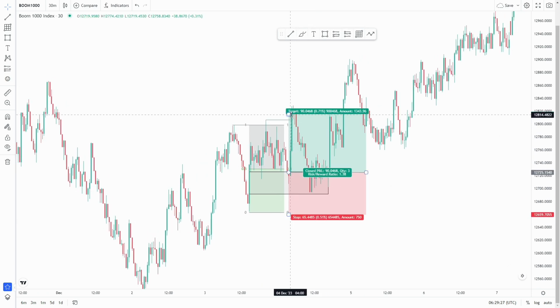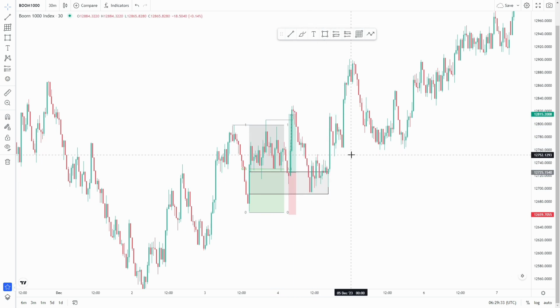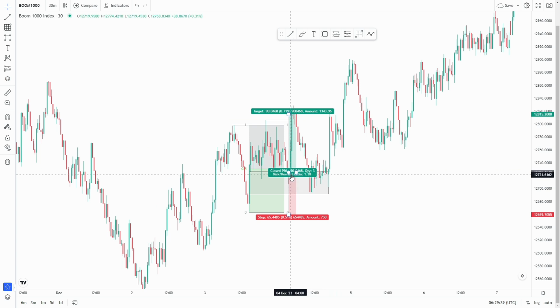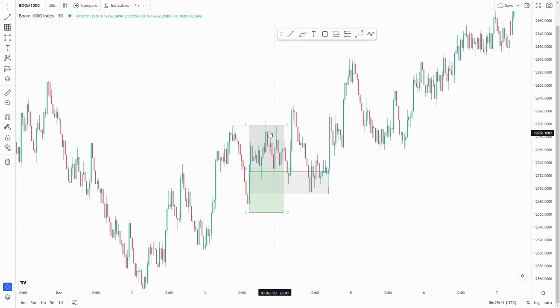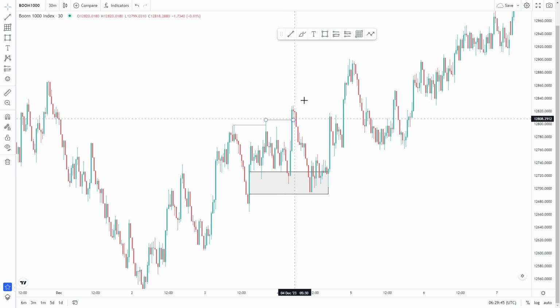So what you could have done, you could have taken your first trade there. Nice and quick trade, 1 to 3 risk to reward. Now what happened here? Let's quickly delete. Just delete this one. So you got your trade there.